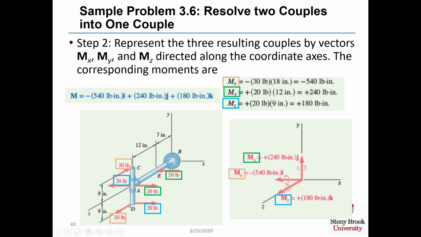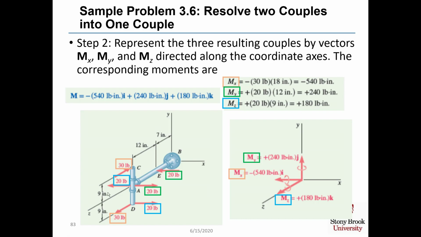To calculate the moment around the x-axis, we take our 30-pound force acting at point D in the positive z direction, and couple it with our 30-pound force acting in the negative z direction at point C. They're 18 inches apart. Minus 30 pounds times 18 inches is a minus 540 pound-inch moment around the x-axis.